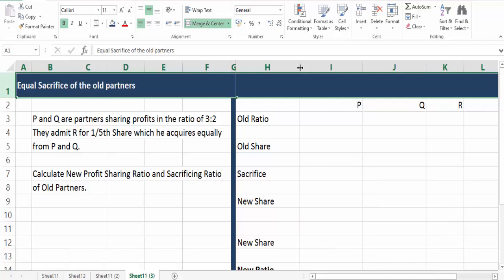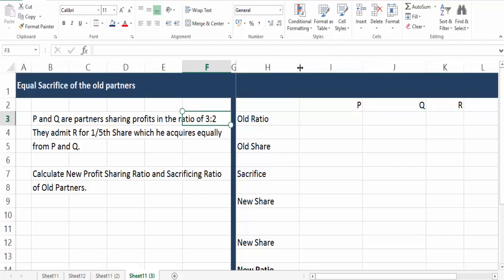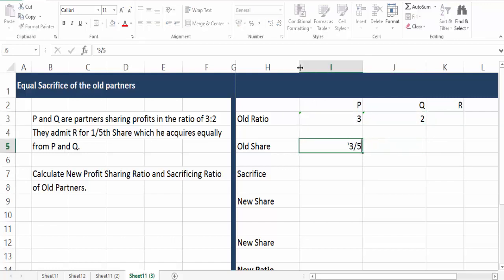So how are we going to do this? First of all, let us capture the old ratio of the partners P and Q. We were given that P and Q were sharing profits in the ratio of 3:2. What is the ratio of P? It is 3 on 5, right? And for Q it is 2 on 5. How am I saying 3 on 5, 2 on 5? Because 3 plus 2 is 5. So P's share is 3/5 whereas Q's share is 2/5, but this is the old position.